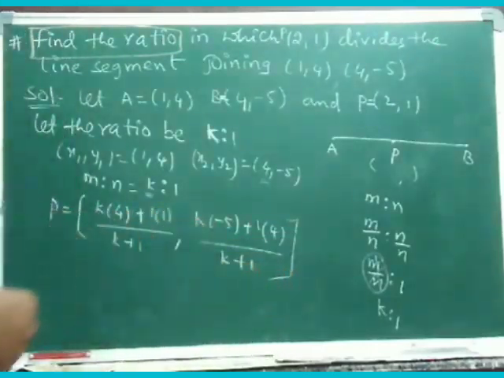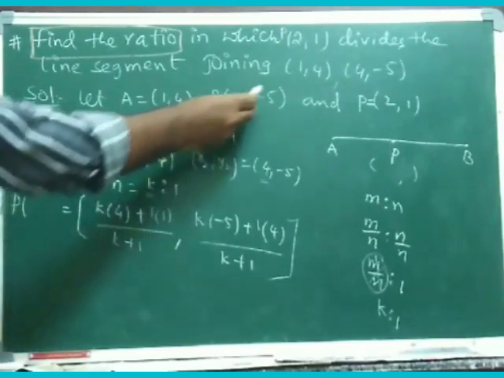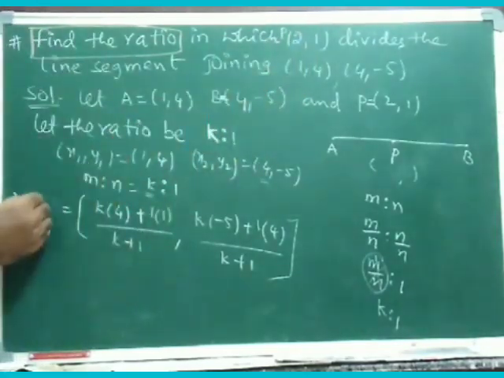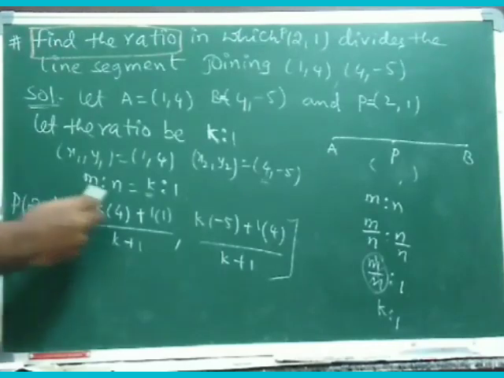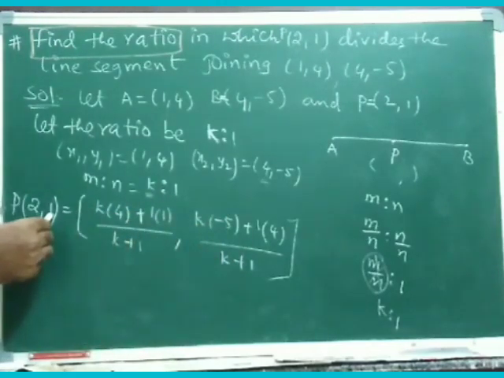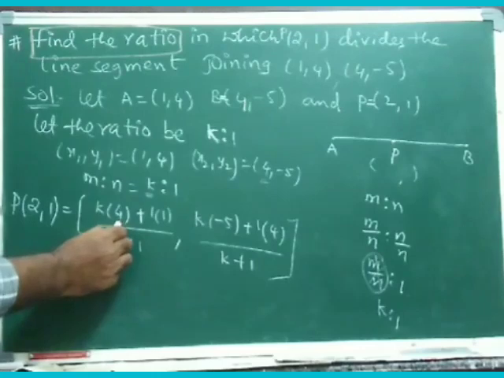Actually, these are the coordinates of P. But P is already provided to us. What is the point that is provided to us already? This is (2, 1). Now, you can equate the x coordinate to 2 or you can equate the y coordinate to 1. Anything, no problem. Okay? You can equate any one coordinate, either the x coordinate or the y coordinate. Now let me equate the x coordinate.